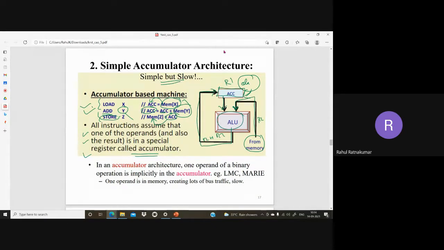Okay, in accumulator architecture, one operand of a binary operation is implicitly in the accumulator. You don't need to specify that; it's already in the accumulator. Little Man we will discuss in upcoming lectures. But the problem is it creates a lot of traffic. It is slow. A lot of memory load-store is used here also.